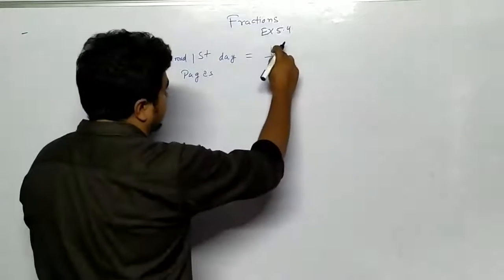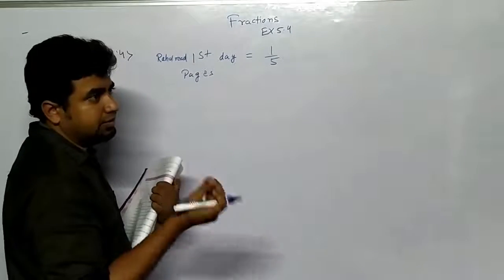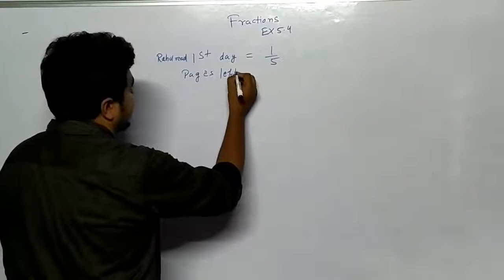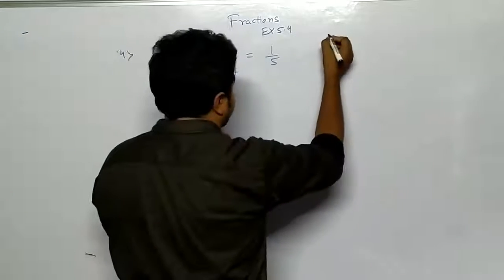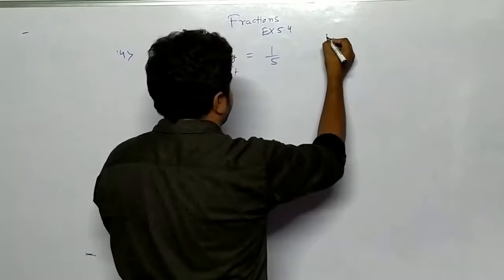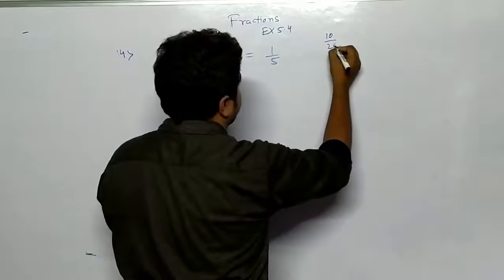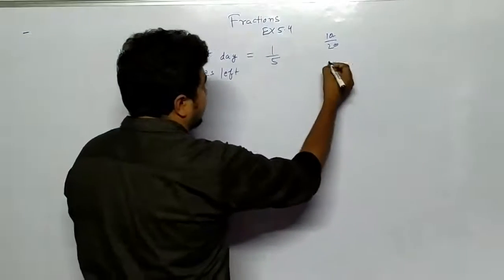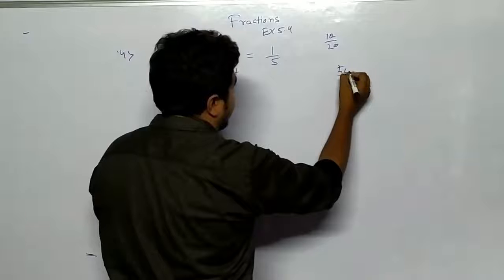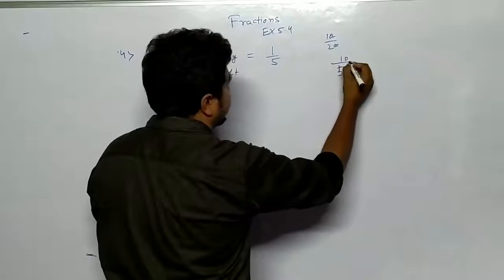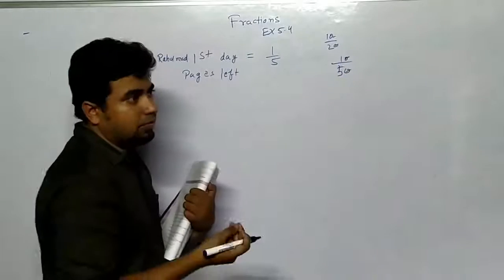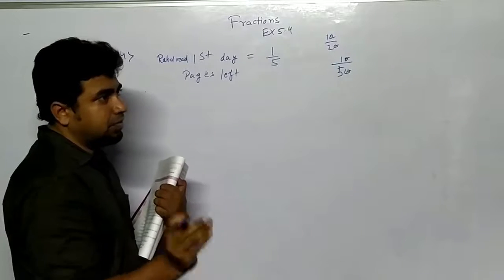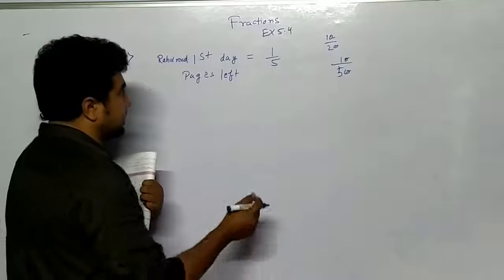Means you can say that 1 out of 5 that has been read, or you can say pages left in fraction. I am saying, means if 10 parts are there out of 20, that will become 1/2. Same way you can say that if 50 pages are there and if Rahul has read 10 pages, what will be the fraction? 1/5. Means out of 50, 10, or out of 100, then 20. You have to think in that way.